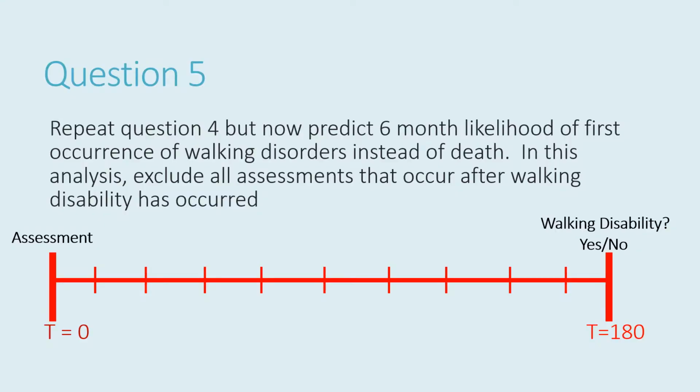Question 5 says to predict the 6-month likelihood of the first occurrence of a walking disorder instead of death. In this analysis, exclude all assessments that occur after the walking disability has occurred. To rephrase this question, using the patient's assessments, which includes their demographic information and current disabilities at the time of the assessment, predict if the patient is likely to be unable to walk within the next 6 months.